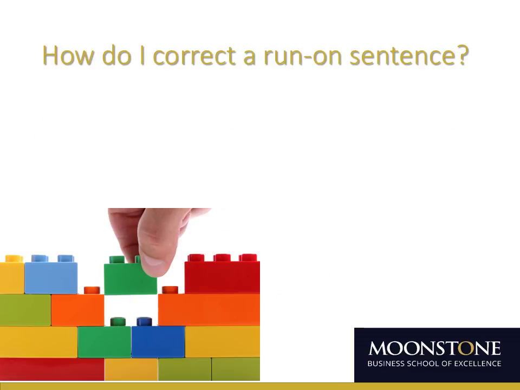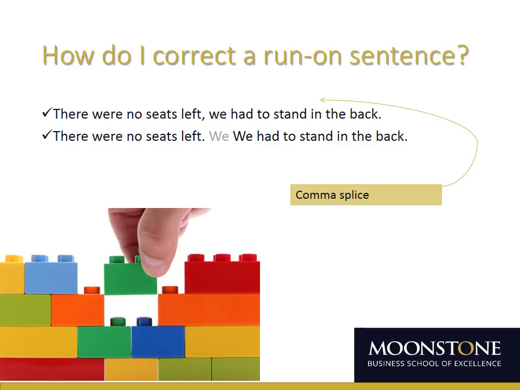How do I correct a run-on sentence? Let's look at an example. In this sentence, there were no seats left, we had to stand in the back. A comma was used to separate the two sentences. If we end the one sentence with "there were no seats left" and then start a new sentence, "we had to stand in the back," this sentence is corrected.